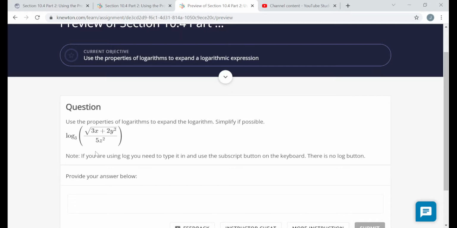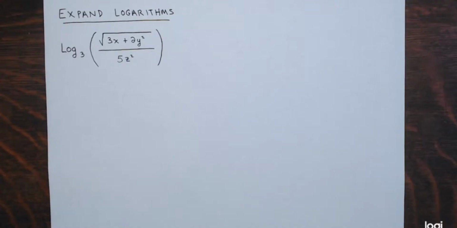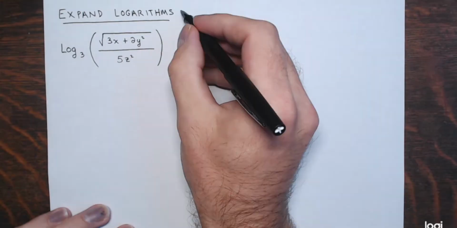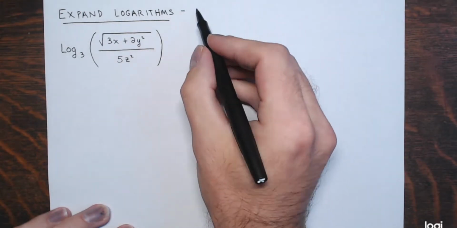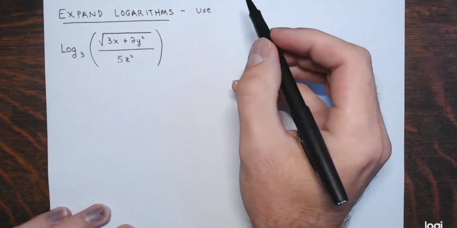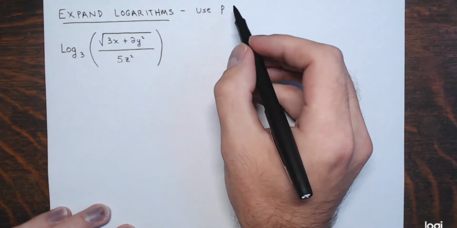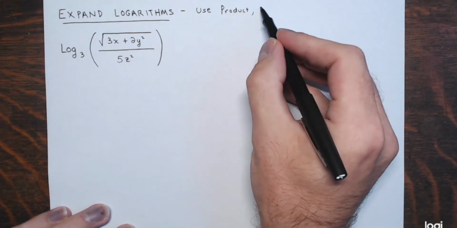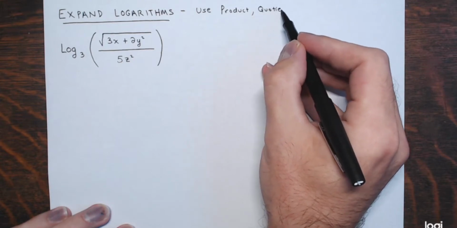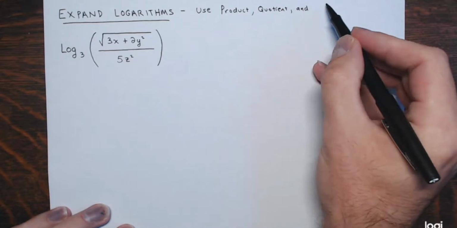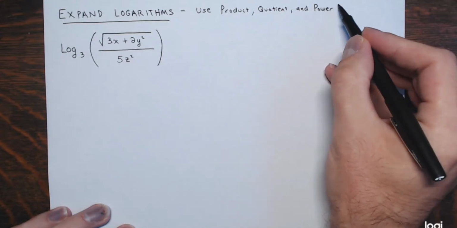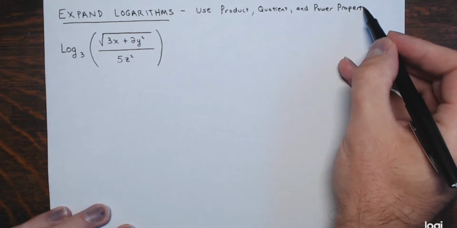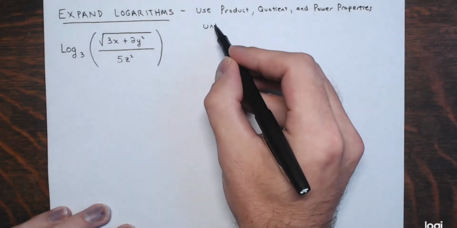So I'm going to write this log out and talk about what we're doing here to expand a logarithm. When we're asked to expand a logarithm, that just means use the product, quotient, and power properties until you can't use them anymore.